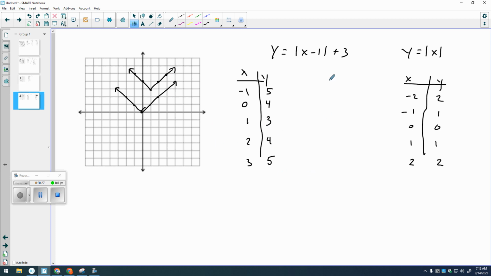Do another one. We can fit it right here on the graph. y equals negative absolute value of x plus 1, minus 2. Hit pause. Give it a try.